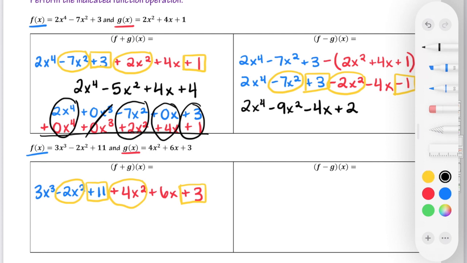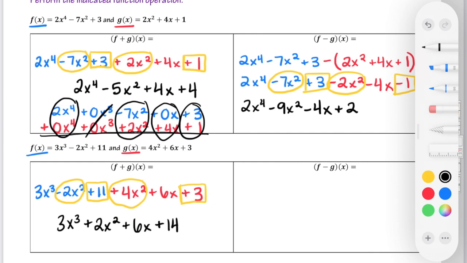And then 6x, there aren't any other x terms, so I'll keep that one, it's just going to get carried down. So carry down the 3x cubed. Negative 2x squared plus 4x squared gives me positive 2x squared. Carry down the x term plus 6x. And then 11 plus 3 gives me 14. All right.